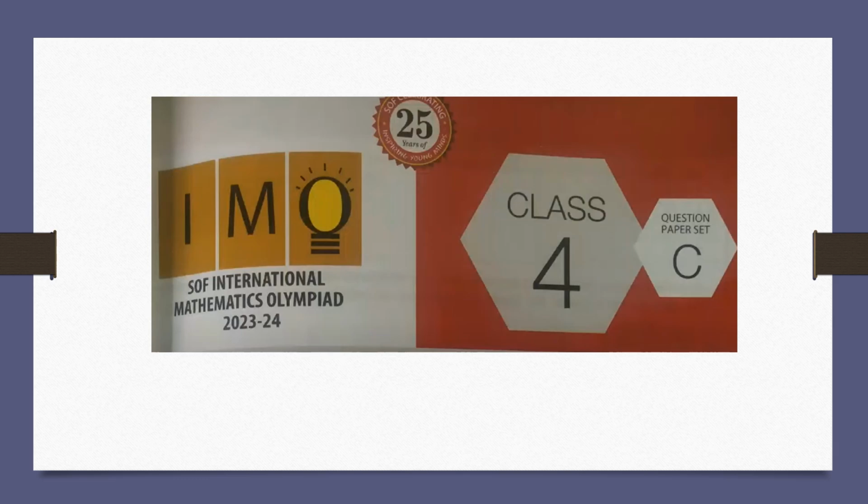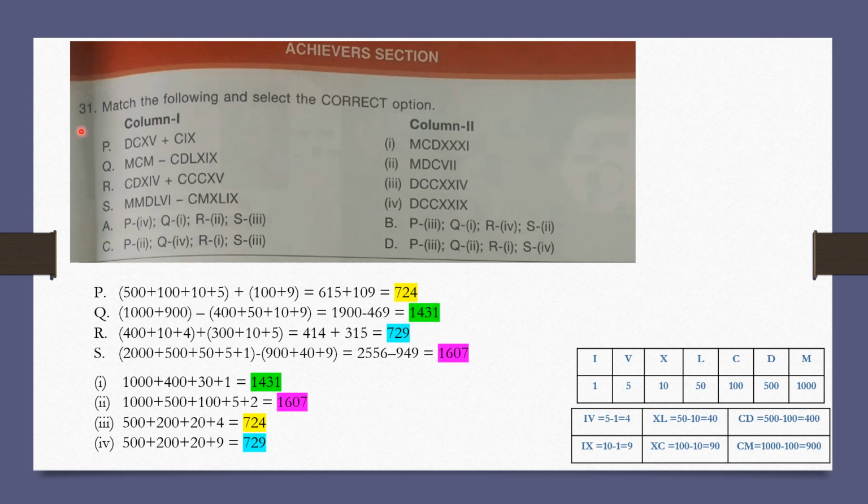Now let's solve the Achiever section questions for set C. Question number 31. Match the following and select the correct option. So let's first calculate the values in column 1. These are Roman numerals, and we have to calculate the value. Here I have written the combination as well as the individual value. So D is 500, C is 100, X is 10, V is 5, C is 100 and IX is 9. So we get the value 724.